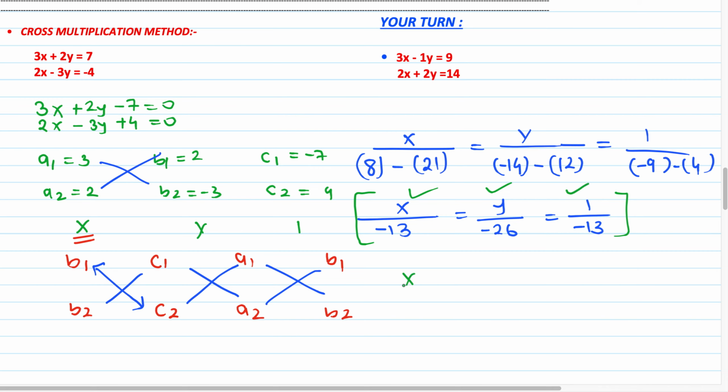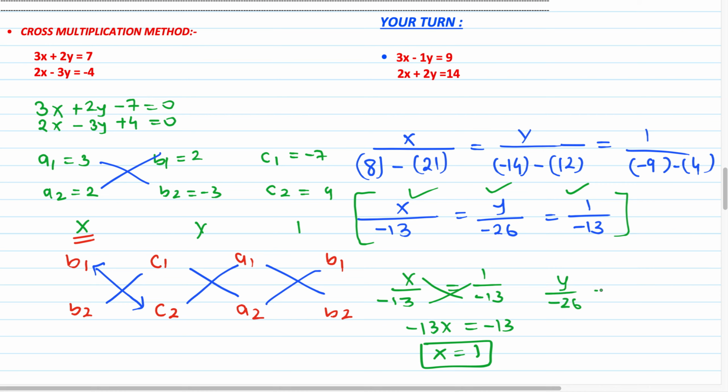So x upon minus 13 is equal to 1 upon minus 13. Multiplying, minus 13x is equal to minus 13, so x is equal to 1. Now the second: y upon minus 26 is equal to 1 upon minus 13, so minus 13y is equal to minus 26, y is equal to minus 26 upon minus 13, y is equal to 2. So what is my final answer? That is 1 comma 2.